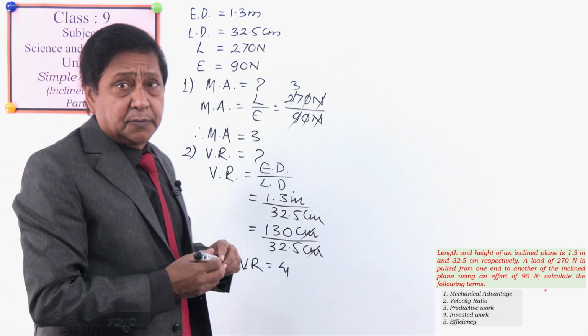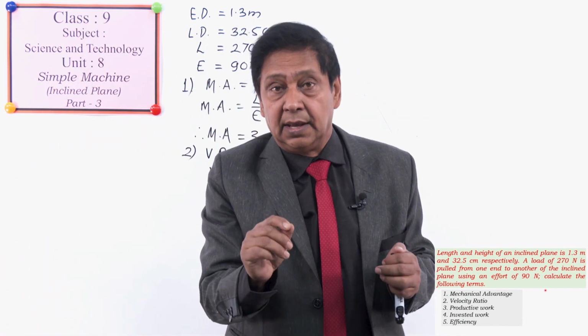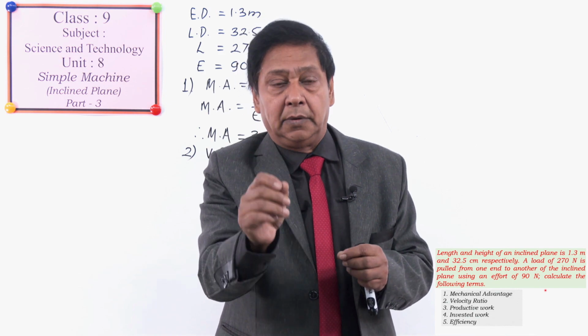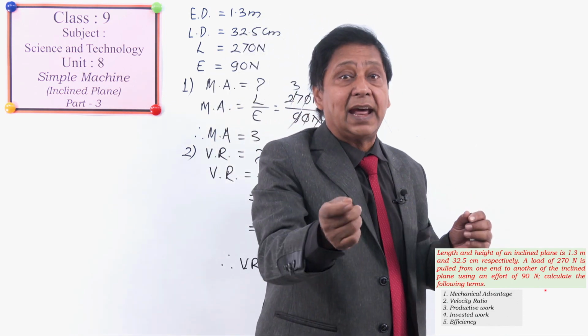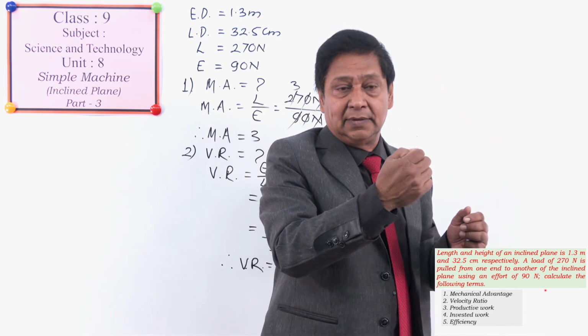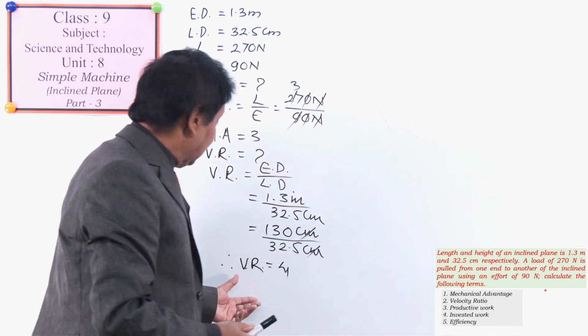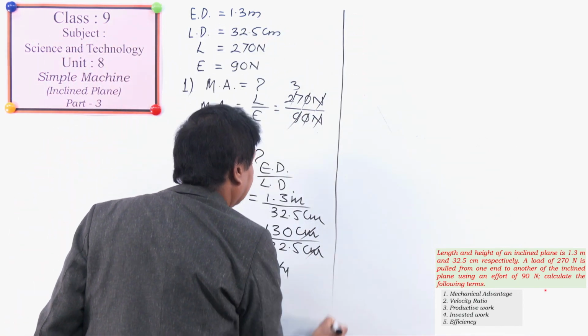What does it mean? Effort covers 4 times greater distance than that of the load. It means if we have to raise a load by 1 meter height, we have to pull the load on the inclined plane by 4 meter length. This is the meaning of this velocity ratio 4. Now let's go to another part.